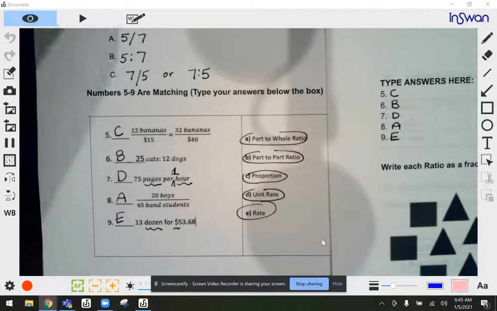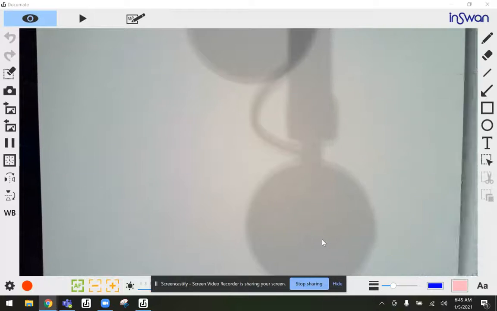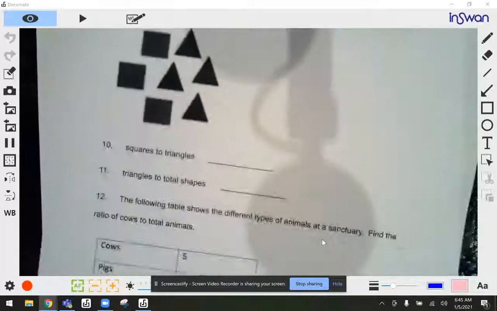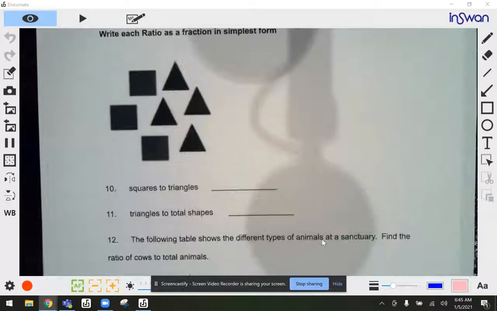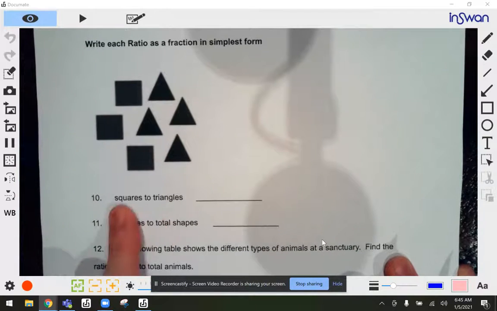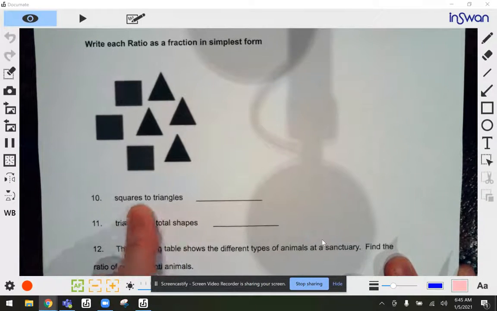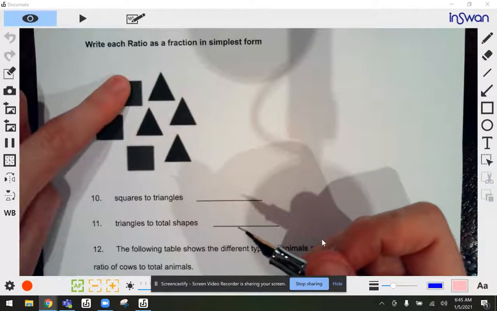Okay, so we're going to go ahead to our second page. We already typed in our answers here, so we're going to move on to the picture here. And it says write each ratio as a fraction in simplest form. Squares to triangles. So this is a part-to-part ratio. All I need to do is count the number of squares, 1, 2, 3.